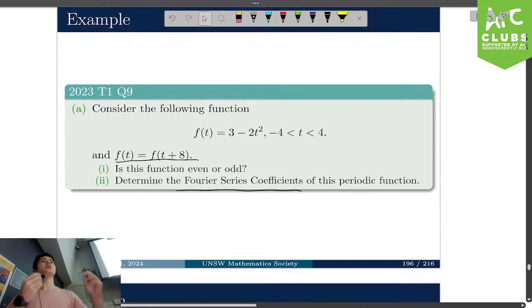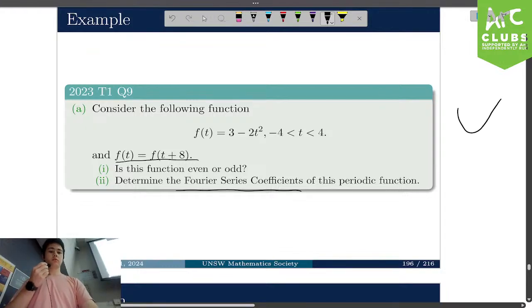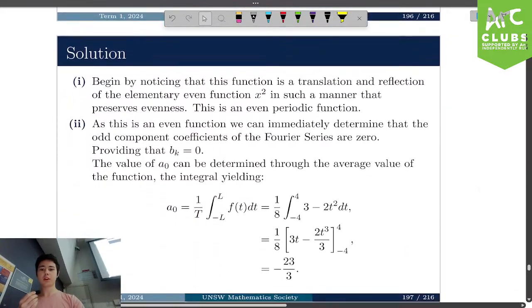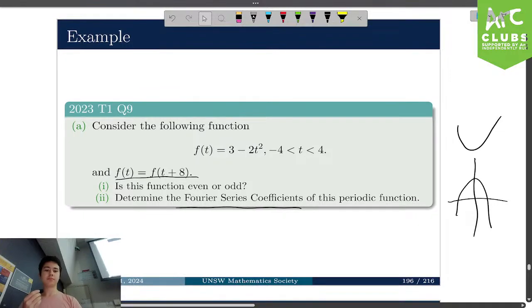Well, just a transformation of our elementary functions. We know that t squared gives us a parabola. We take minus 2t squared, we get a steeper negative parabola. We add 3 to it, and now it's above the x-axis. It's still even. It's preserved. We love it. Okay. Next up, coefficients.